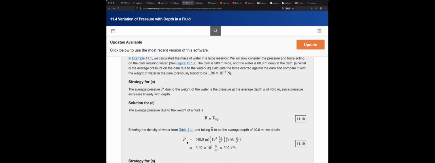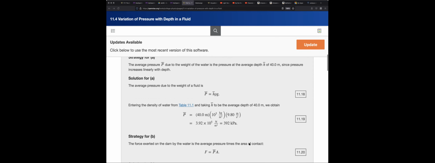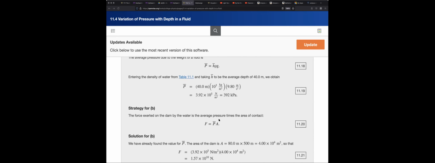We know the density of water, we know gravity, so we can calculate the pressure. The pressure behind this dam, for an average depth of 40 meters, is going to be 3.92 times 10 to the fifth, or 392,000 Pascal, 392 kilopascal. So that's how much pressure on average is going to be on the back of the dam that we're dealing with. We know that force is equal to pressure times area from our definition of pressure.